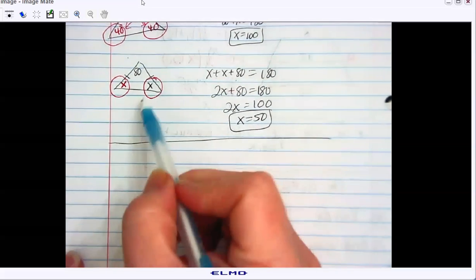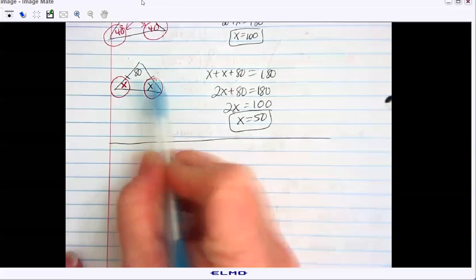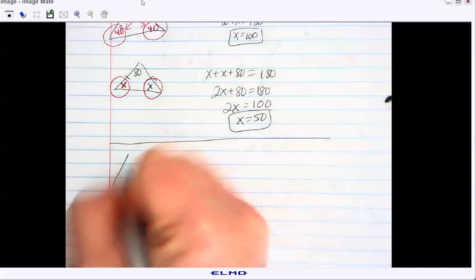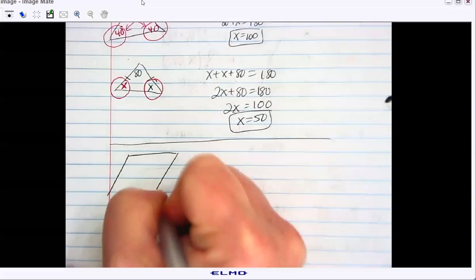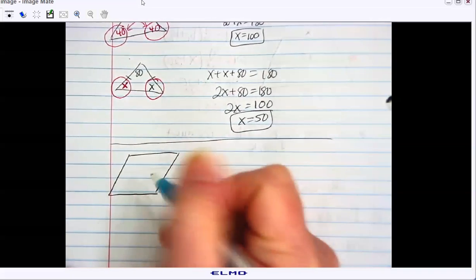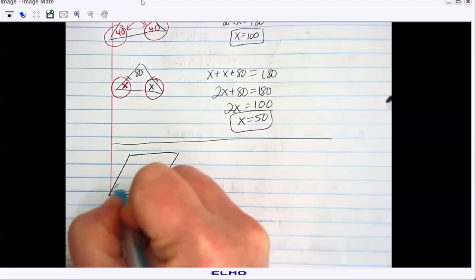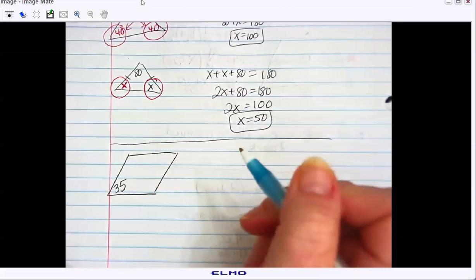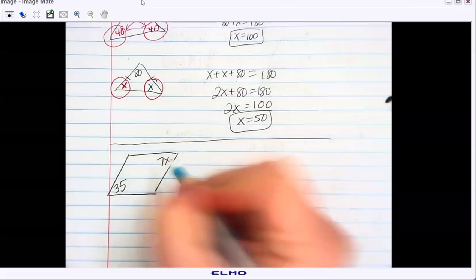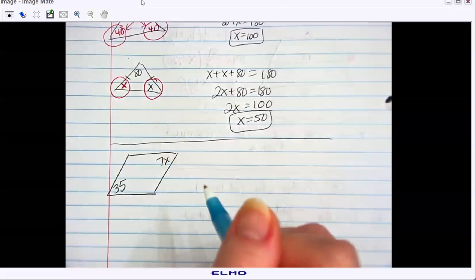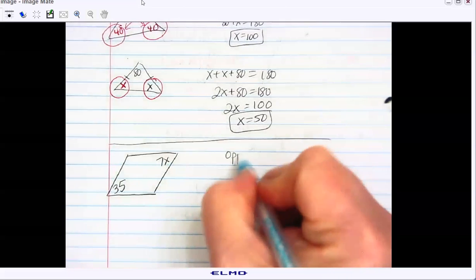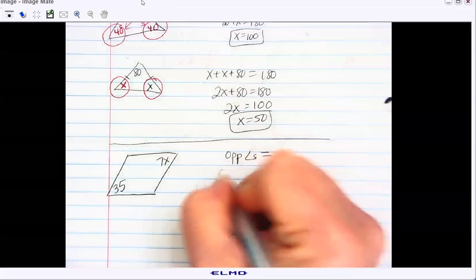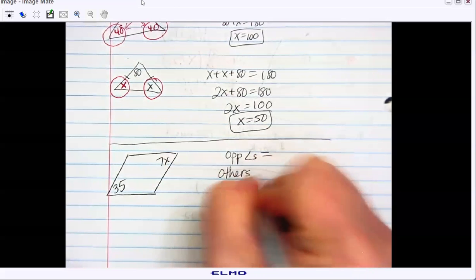So let's look at, what are these sides? You guys know that if these two angles were equal, then it would be those two sides that were equal. Yeah. So let's look at parallelograms. I'm going to tell you that this is 35, obviously not drawn to scale. This is 7x. And we need to remember that opposite angles are equal to each other, and the others are equal to 180.